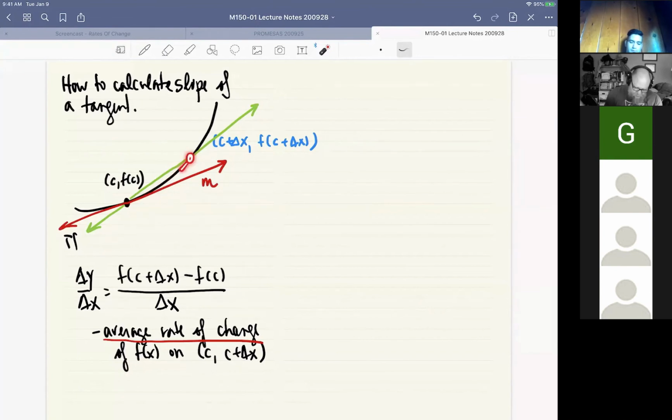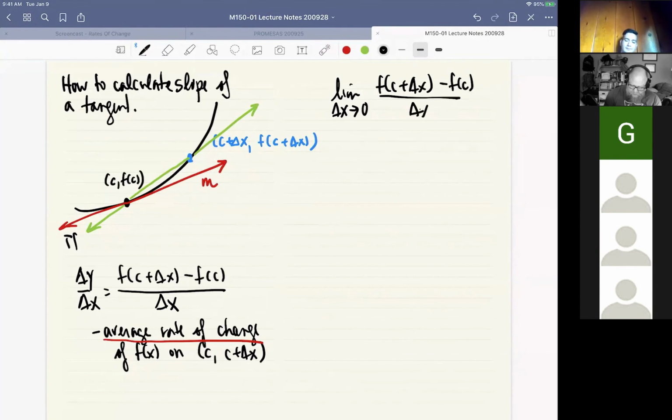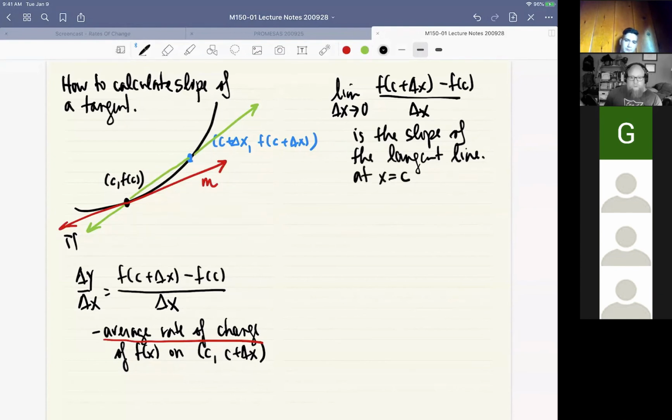But then as you take this point and move it closer and closer to the starting point, the slope of the secant line gets closer and closer to the slope of this tangent line. So that is to say, the limit as delta x goes to 0 of f of c plus delta x minus f of c over delta x is the slope of the tangent line at x equals c. So I could write that in here: m equals that limit. So this is how we calculate slopes of tangent lines through limiting processes.